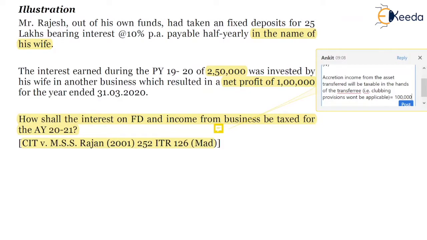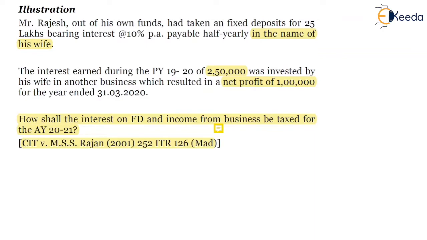and thereafter the net profit from a business which was earned by the transferee, which was earned by the wife of Mr. Rajesh, in such a scenario, accretion of income won't be clubbed in the hands of Mr. Rajesh. It will be taxable in the hands of the transferee, in the hands of wife of Mr. Rajesh. And the relevant case law which can be quoted in such a scenario is CIT versus MSS Rajan 2001 as held by Madras High Court. Correct friends? So this is the end of the illustration.